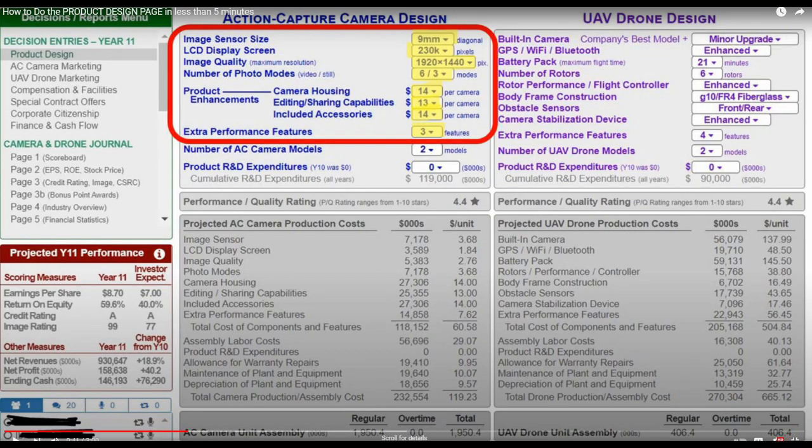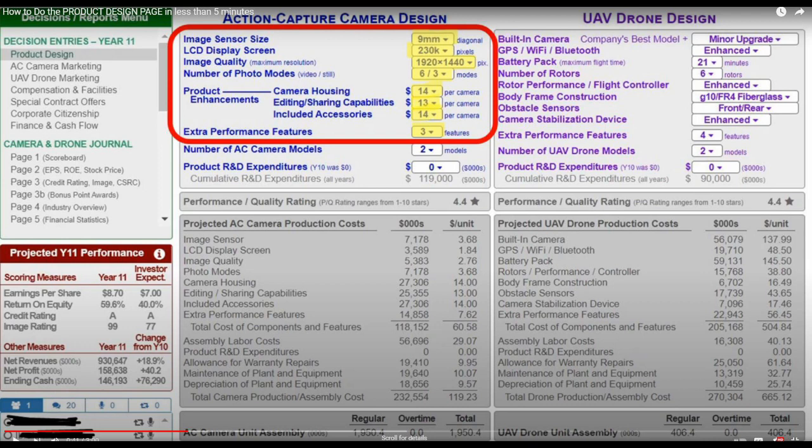Product design decisions. The product design decision page involves deciding on the components, enhancements, and extra performance features to incorporate in your cameras and drones, the number of models to have in each product line, and how much to spend on product R&D. All parts, product enhancements, accessories, and components needed for extra performance features are purchased from outside suppliers.